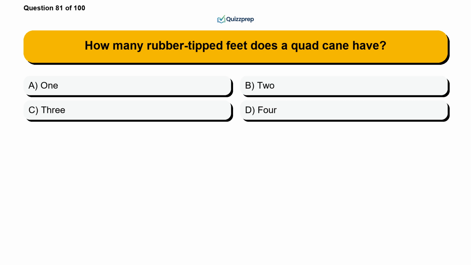Question 81. How many rubber-tipped feet does a quad cane have? Option A, 1. Option B, 2. Option C, 3. Option D, 4. The correct answer is option D, 4.